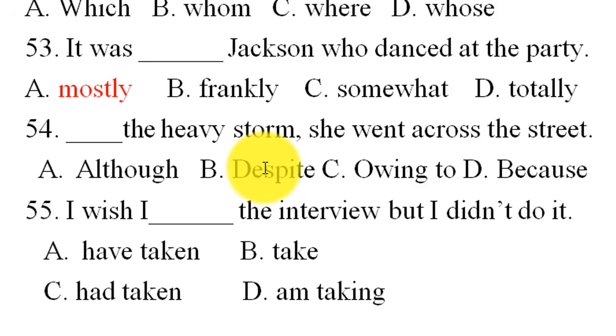In spite of the heavy rain, right? Despite the heavy rain, right? Or although it is a heavy storm, it was a heavy storm, she went across the street. It was the heavy storm.